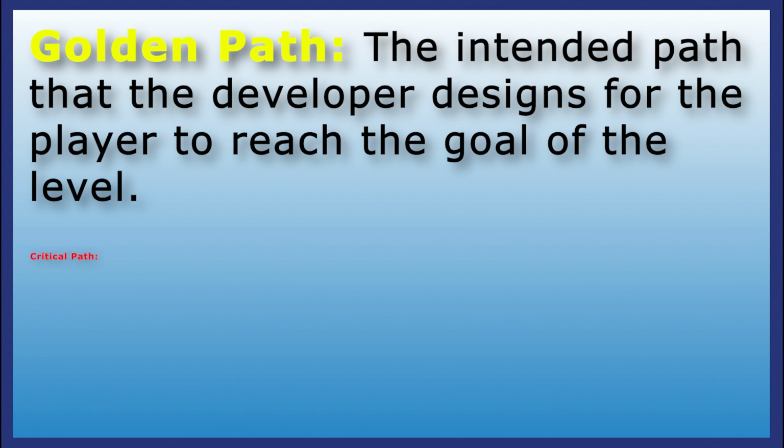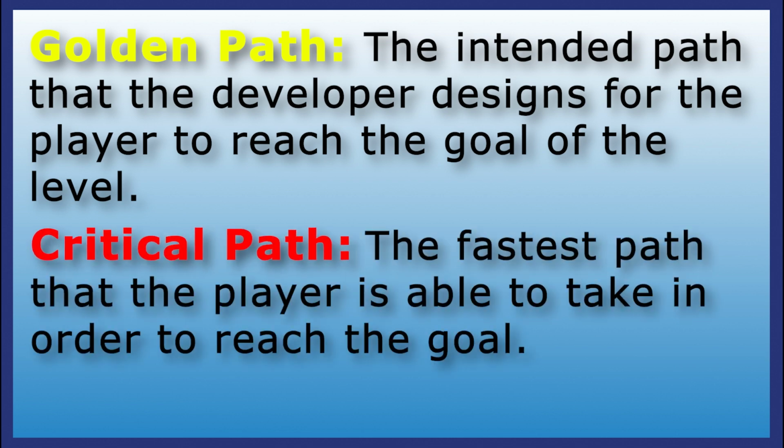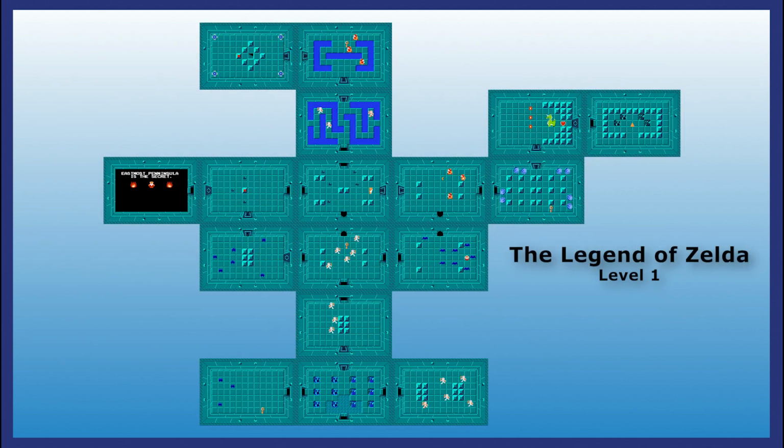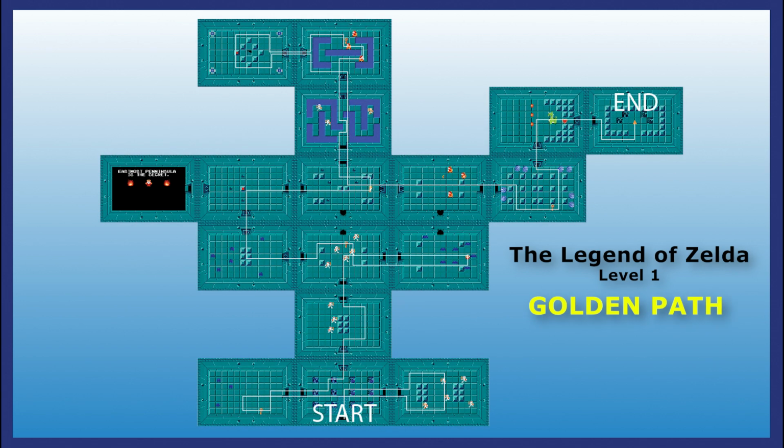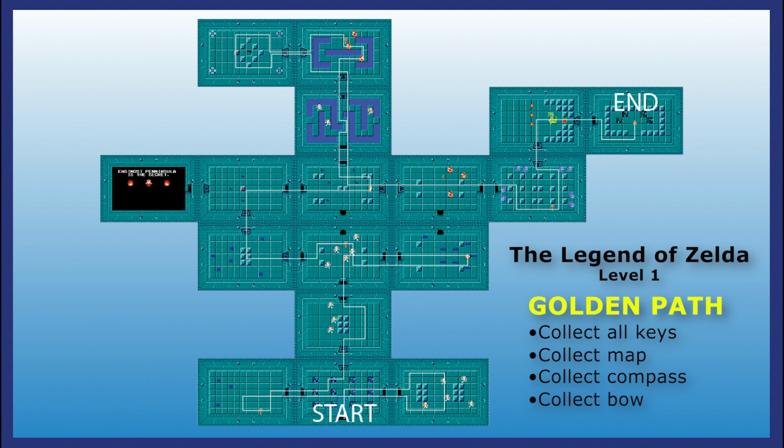The critical path, on the other hand, is the quickest possible way that the player can reach the goal. Both are deliberately designed and offer fairly different experiences for the player. Let's use the first level of the original Legend of Zelda game as a demonstration. The golden path would look something like this. The player is expected to grab all of the keys, collect the map and compass, and grab the bow before going to fight the boss and collect the Triforce piece.